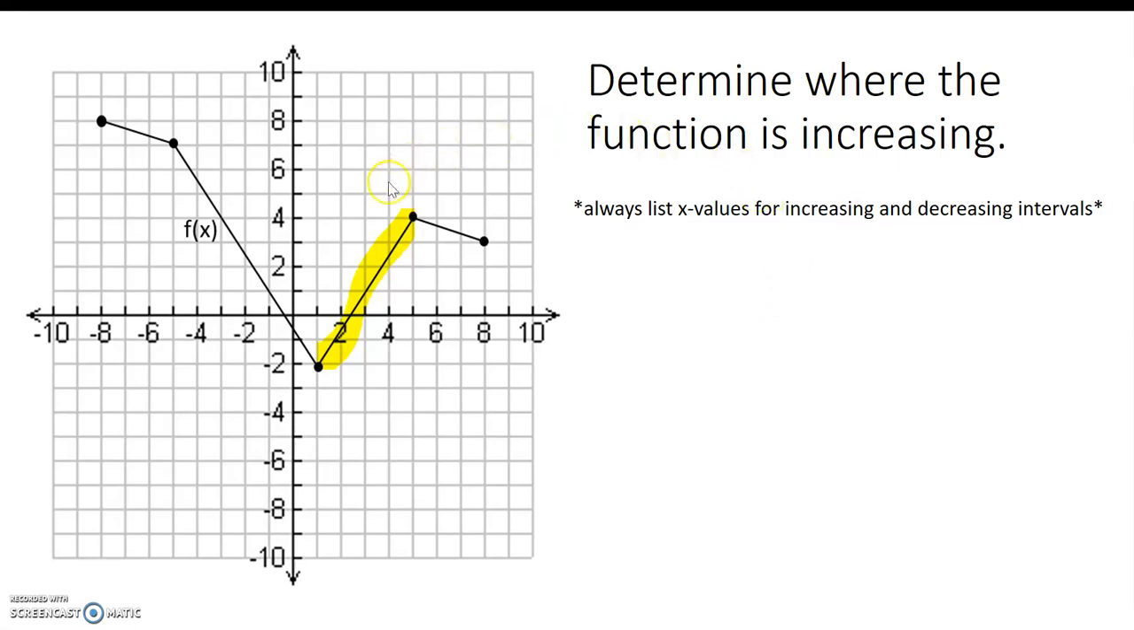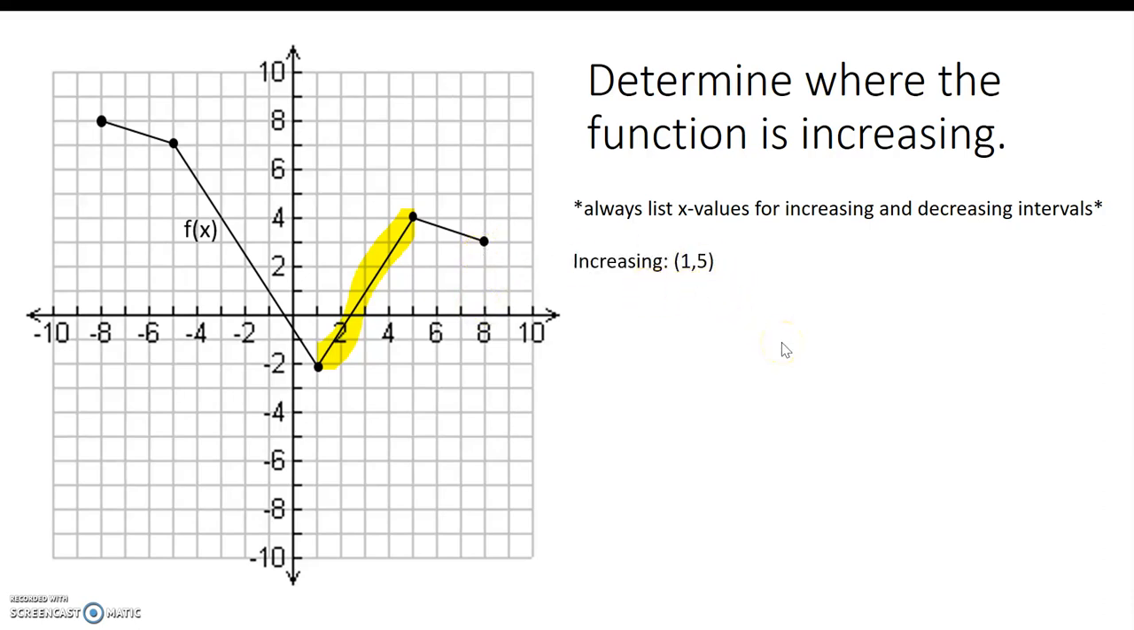When we go to write this, we start increasing at (1, -2), and again we only list the x value. So the x value here would be 1, and then we'd be going all the way until 5. Keep in mind we only use brackets if we have endpoints. Our endpoints would be at -8 and at 8, so we're not going to use brackets on those; we're just going to have parentheses.